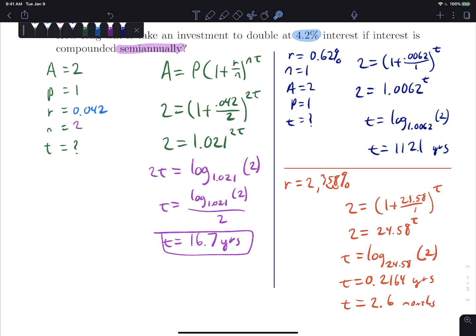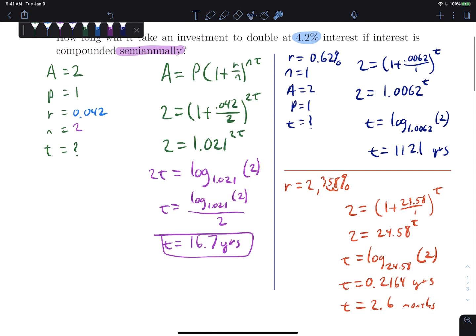But what I do want to talk about is notice what's happening here. 0.62% takes 112.1 years. 2,358% takes 2.6 months, or 0.2164 years. Notice that when the inflation rate goes up, the amount of time it takes goes down. This is what we call an inverse relationship. So if the inflation rate goes down, the amount of time it takes goes up. So as one goes up, the other goes down, and as one goes down, the other goes up. Fantastic.